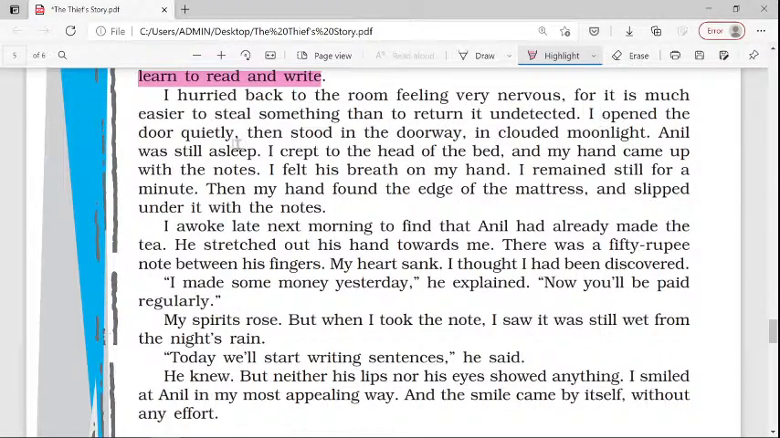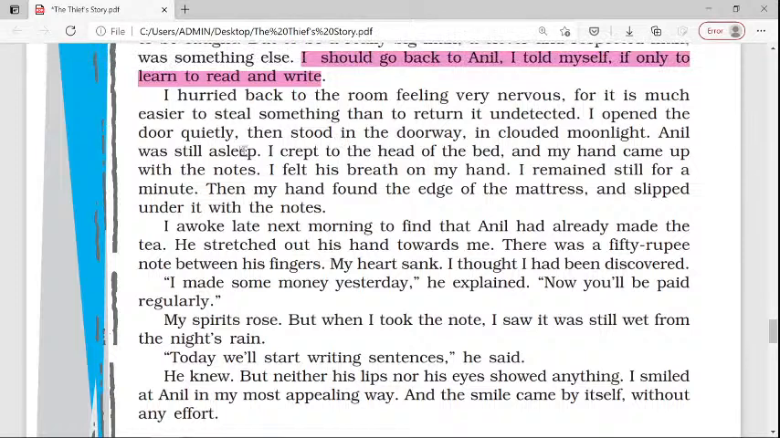I opened the door quietly, then stood in the doorway in clouded moonlight. Anil was still asleep. I crept to the head of the bed, and my hand came up with the notes.